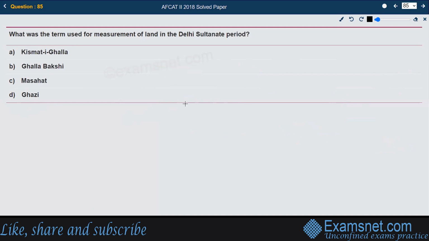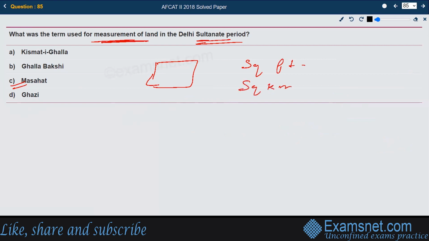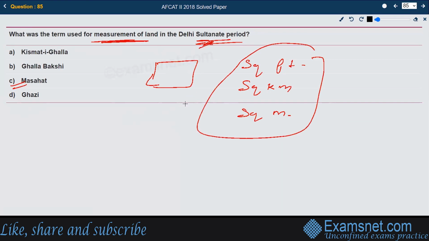Next, what was the term used for measurement of land in Delhi Sultanate period? The right answer is Masahat. How did the land used to get measured? Like these days lands are measured in square feet, square kilometers, or square meters. There are multiple units available these days, but at the time of the Delhi Sultanate period, it was measured in a unit called Masahat. That is the right answer.